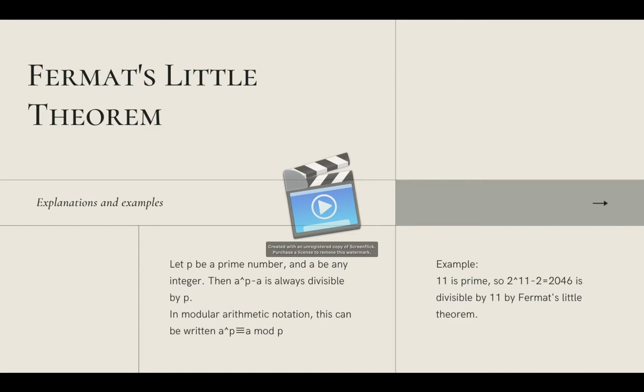As I said before, let P be a prime number and A be any integer, then A to the P minus A is always divisible by P. In modular arithmetic notation, this can be written as A to the P is equivalent to A mod P. For example, 11 is a prime number, so 2 to the 11 minus 2, if we put it on the calculator, gives us 2046 as the result, which is divisible by 11 by Fermat's little theorem.